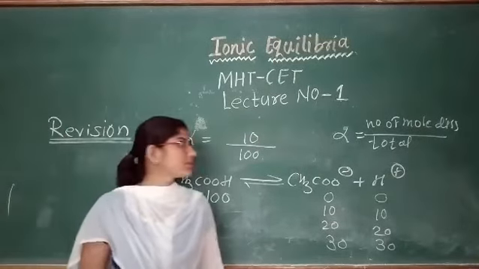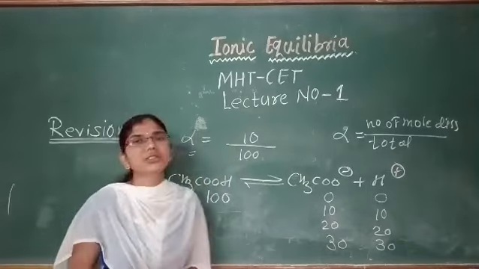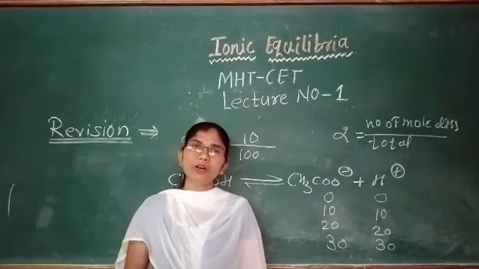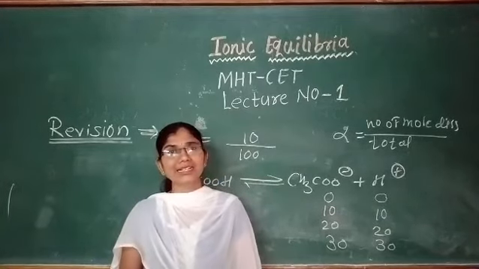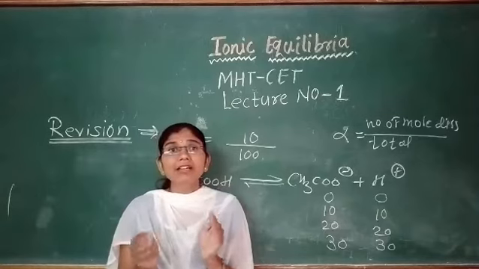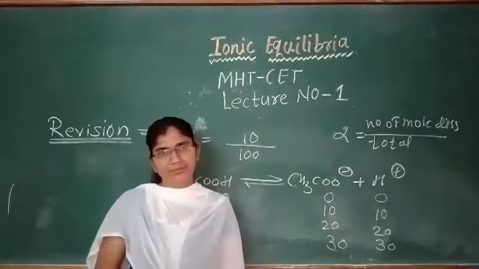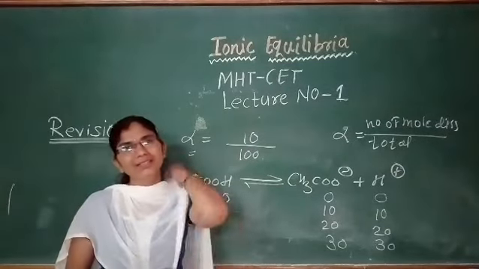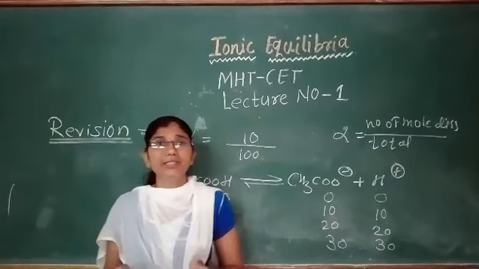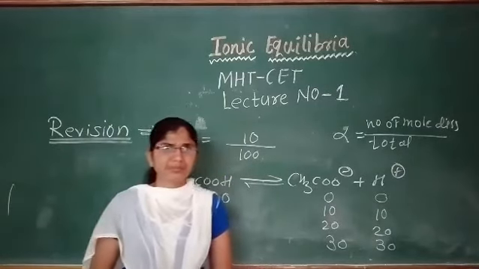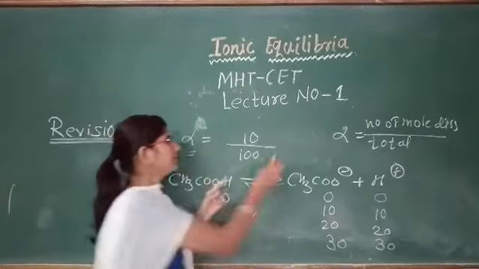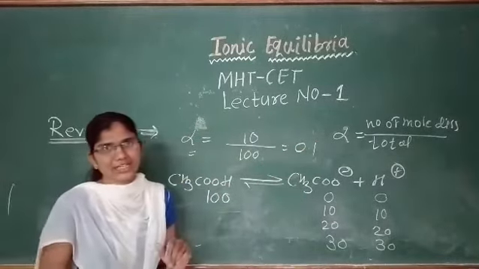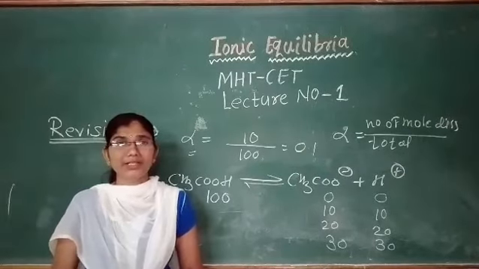The degree of dissociation, alpha, is the fraction of the total number of moles of an electrolyte that dissociated when equilibrium is reached, and the equilibrium exists in a weak electrolyte, in a weak acid or a weak base. So alpha, for this reaction, is equal to 0.1.